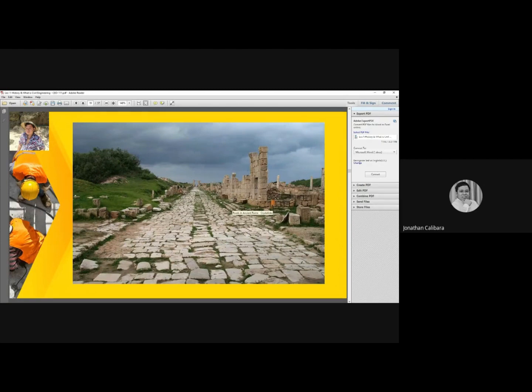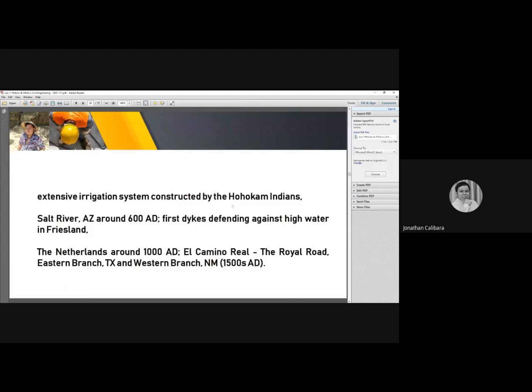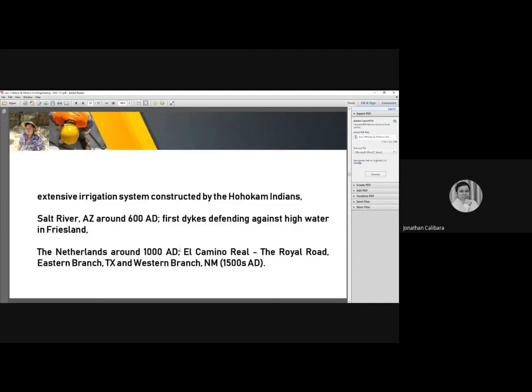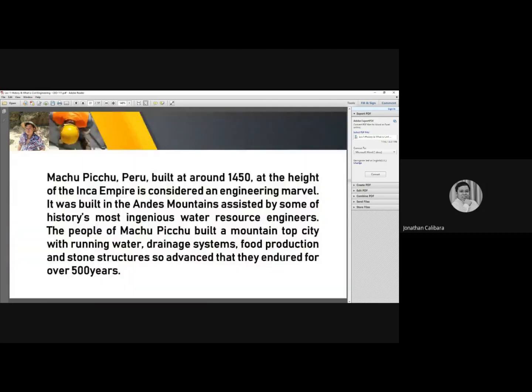Next is we have the extensive irrigation system constructed by the Hohokam Indians. So the Indians also had an irrigation system. Salt River, around 600 AD. First dike. So they had dikes along the Salt River. Then next we have the Netherlands around Alkmaar Railroad Eastern Branch. Okay, let's go to Machu Picchu. It is high up. Machu Picchu, Peru. Also in Peru, class.